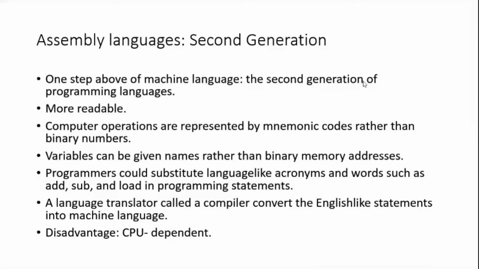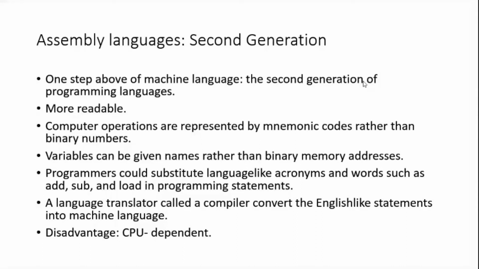That may not be a code in a programming language, but it can be taken as a code. So some code like OS 16. That sort of codes are used in the second generation assembly languages. Then in this case, the variables can be given names rather than binary memory addresses. Say there is a variable X. It can be given a specific name in the case of assembly language. But in the case of machine language, only the address can be taken. So that is the difficulty.